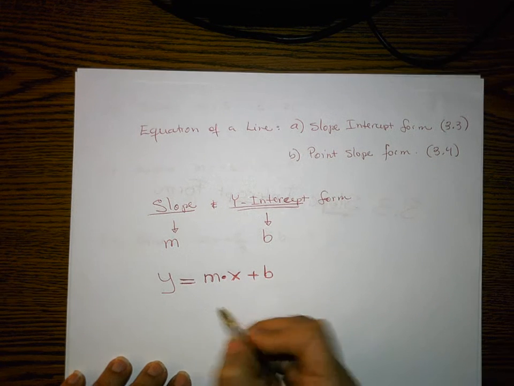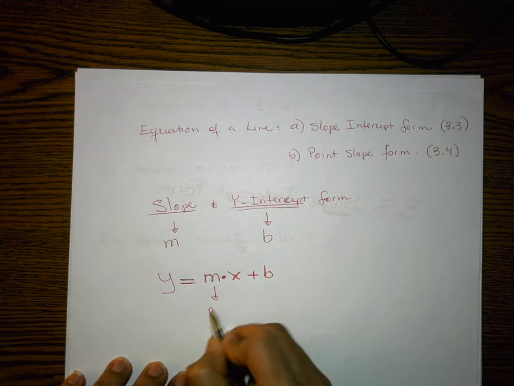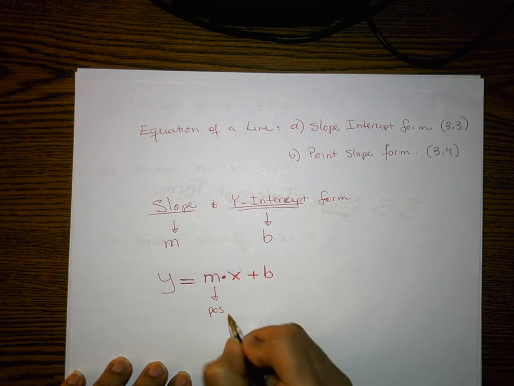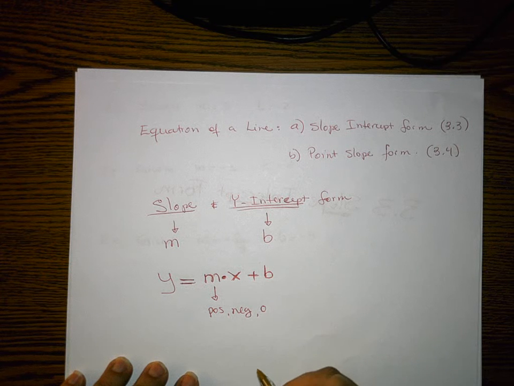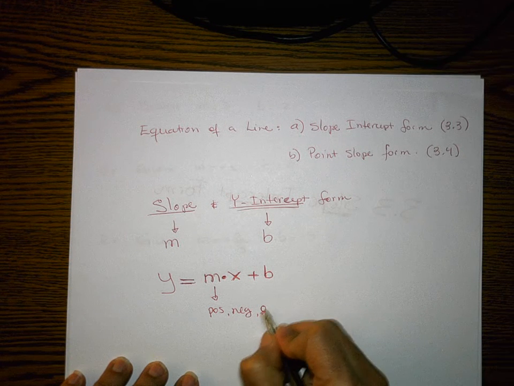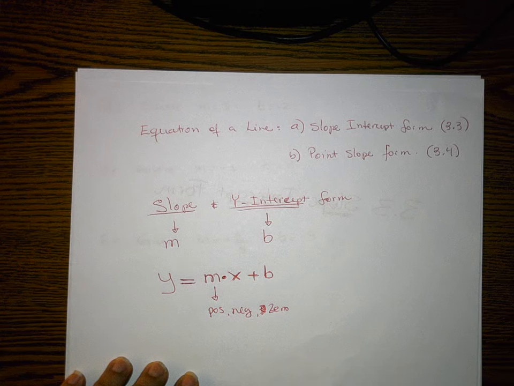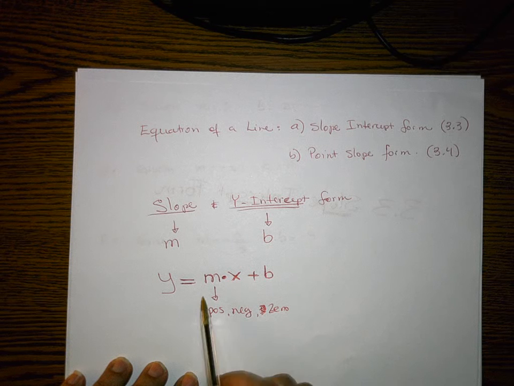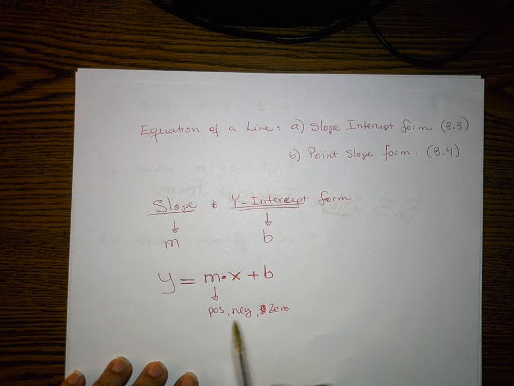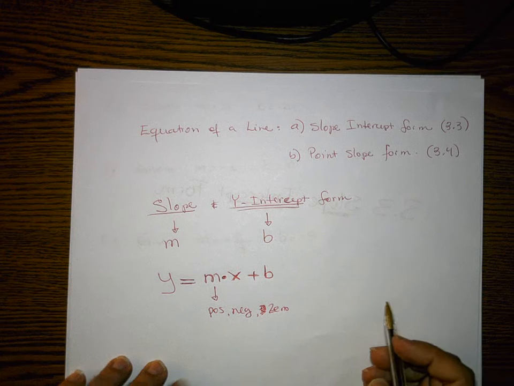Now remember what I talked about with slope. This slope can be positive, it can be negative, that's okay, and it also can be zero. So it can be positive, it can be negative, it can be zero. We do not write equations of a line with an undefined slope. We can't do that. That is a special case. But it can be positive, negative, or zero.